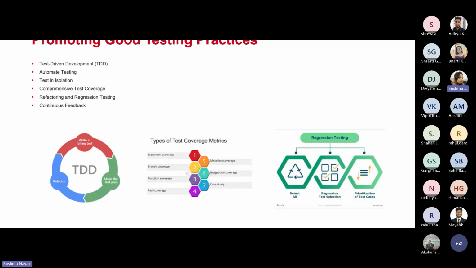And we have a few more, like continuous learning and improvement. These are good testing practices we should follow, and by following them teams can ensure the quality, reliability, and maintainability of their software products. Now moving to the next slide.